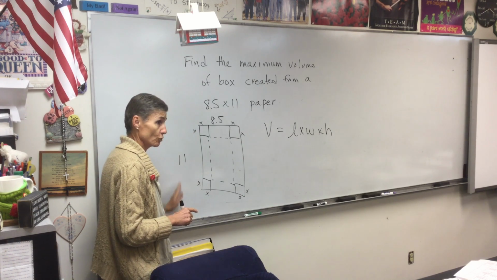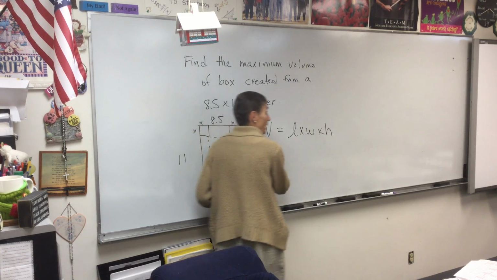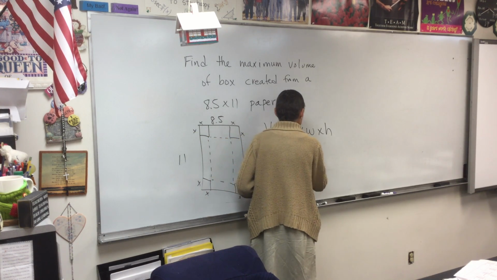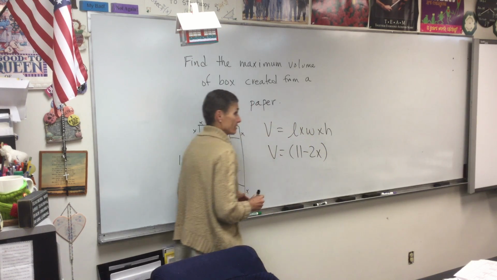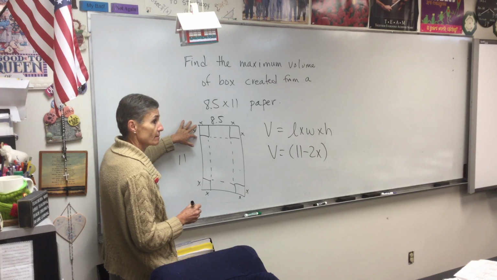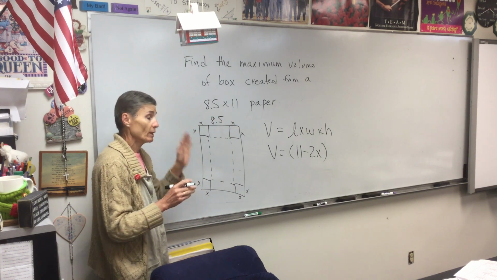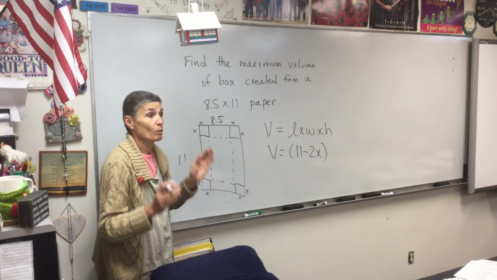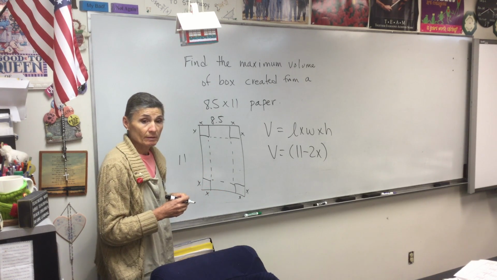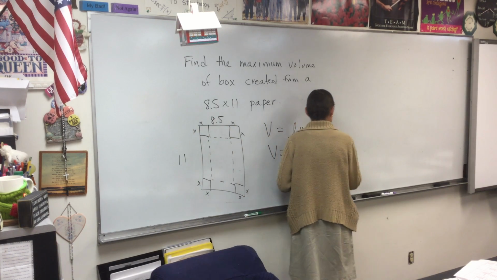So what is your length? 11 minus 2x. So we have 11 minus 2x for our length. It was 11, but you chopped off 2 x's. All right, now what about the width of your paper? What's the width? Well, it was 8.5. What's the width of your box? 8.5 minus 2x again?